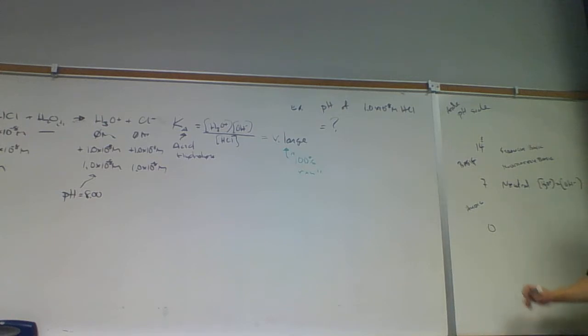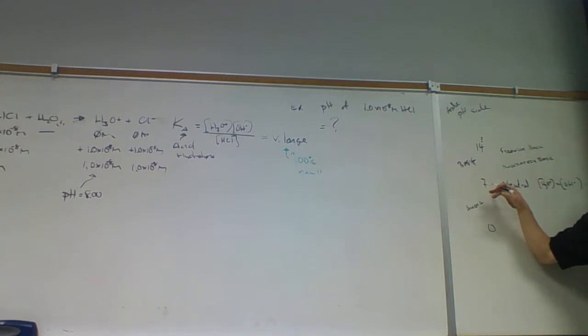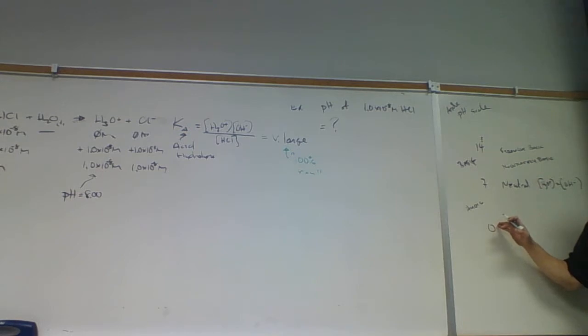And likewise, a pH of 7 means that the hydronium is 10 to the minus 7, right? A pH of 3 means the hydronium is 10 to the minus 3. A pH of 0 means the hydronium is 10 to the 0, which is 1 molar.